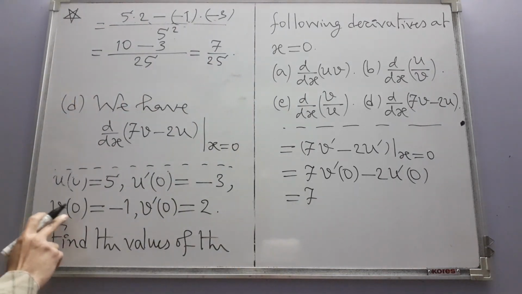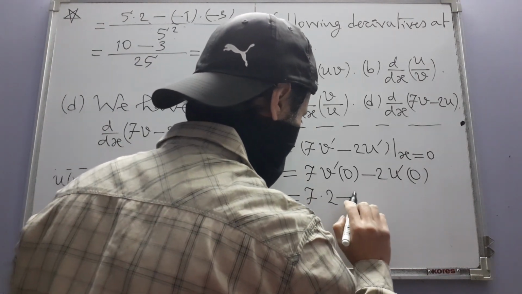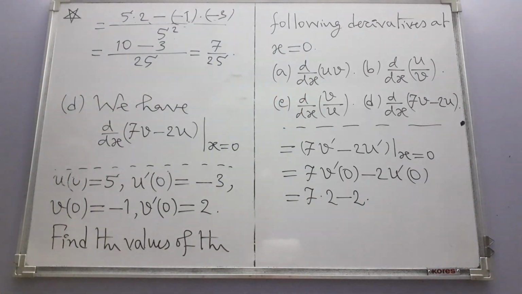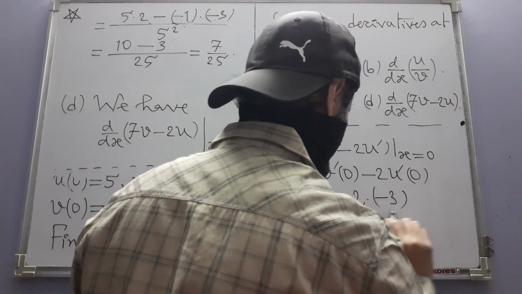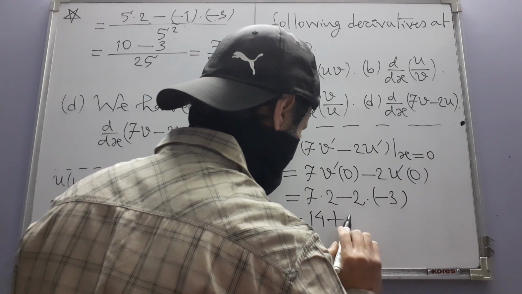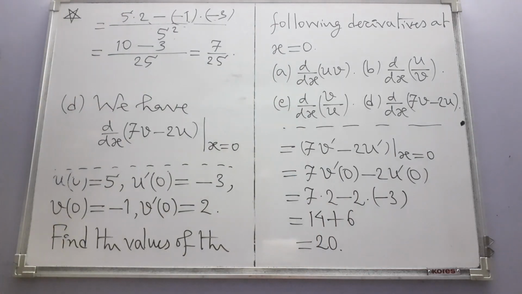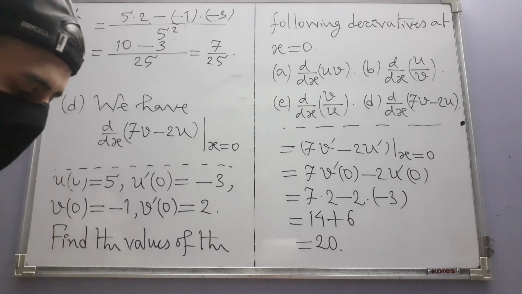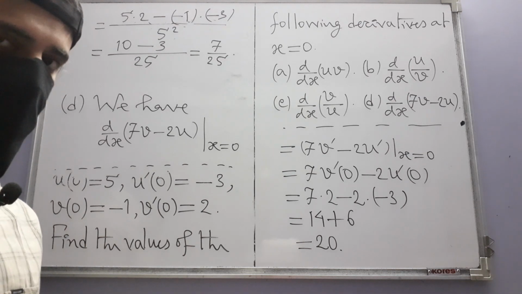v prime of 0 is 2. So 7 times 2 minus 2 times u prime of 0 is minus 3. So we are getting 14 plus 6, that is 20. So these are the values. Now for the 40th one, it's similar.